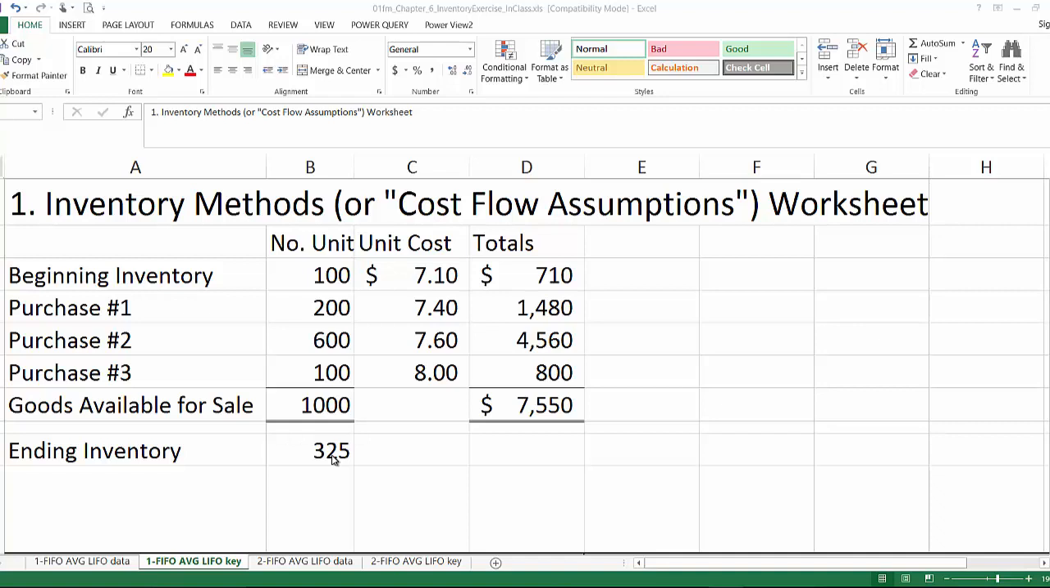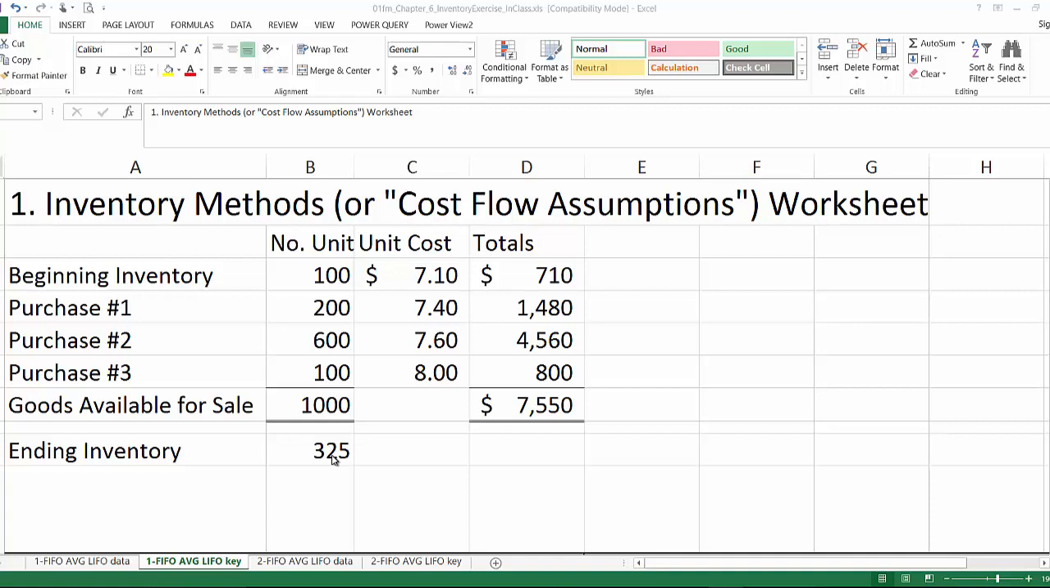We're not really concerned about the 675 units sold because we'll produce a number to go with that indirectly. We are concerned about the 325 units that are left in ending inventory. Sometimes you can get a problem that tells you you had 1,000 units available for sale and 675 are gone. And then you have to say, wait, that's not the number I'm computing. I want the number that's left.